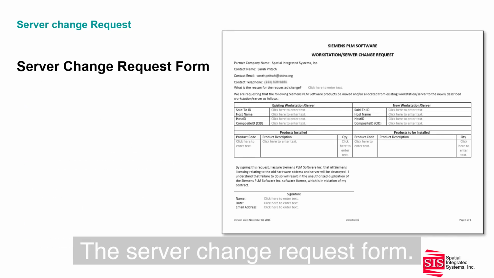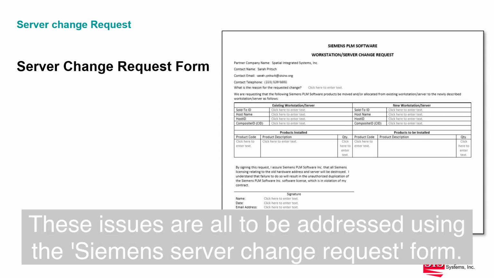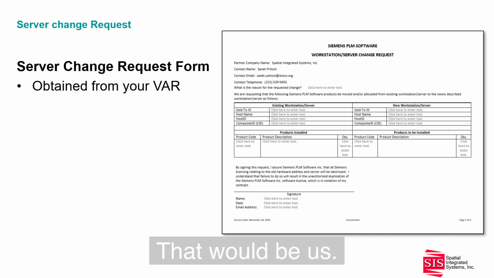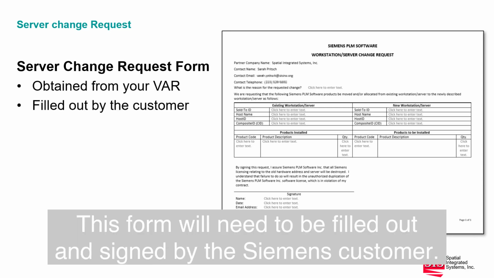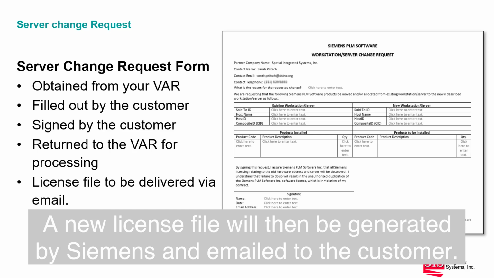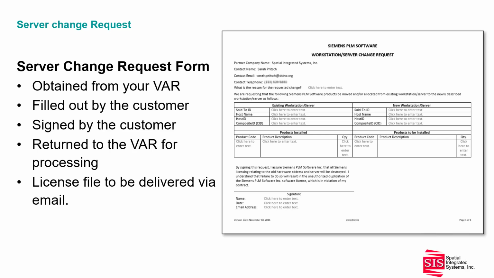The Server Change Request Form. These issues are all to be addressed using the Siemens Server Change Request Form. This form can be obtained from your Siemens Value Added Reseller, or VAR. That would be us. This form will need to be filled out and signed by the Siemens customer. It must then be returned to the VAR for processing. A new license file will then be generated by Siemens and emailed to the customer.